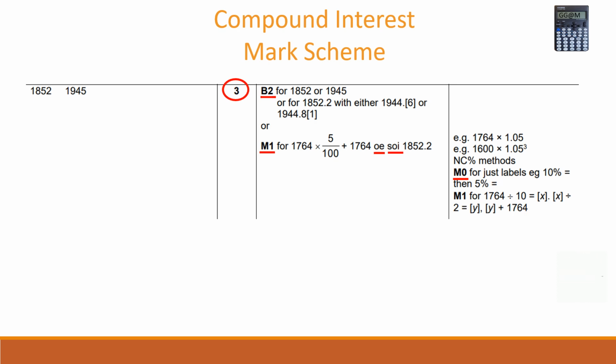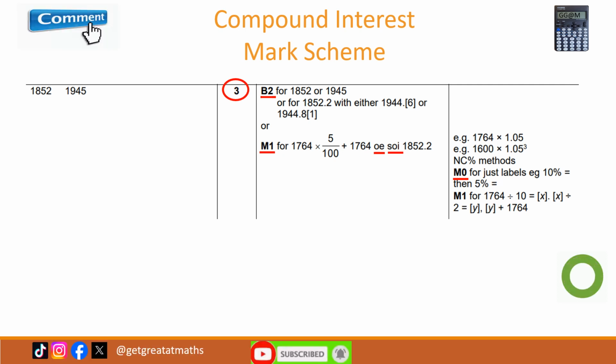So if you just wrote 10% or 5%, then you won't get any marks. You needed to show the full working in order to get the marks like what is shown here, or the way I did it by starting with the 1,600 times your multiplier to the number of years. There are different ways to get the right answers.